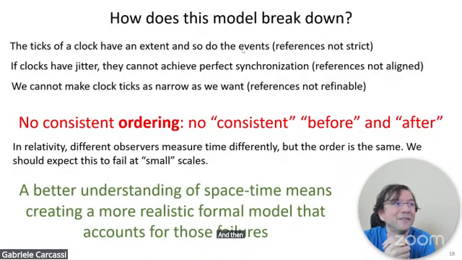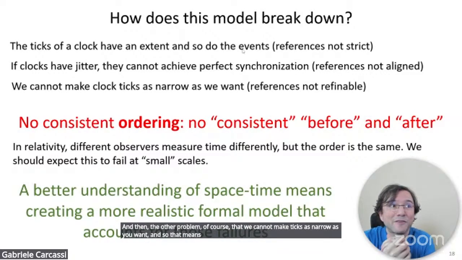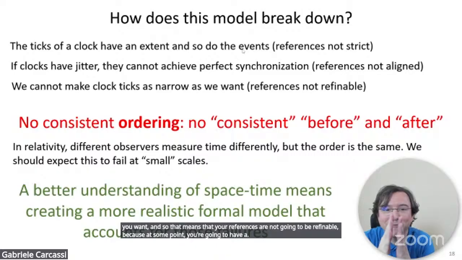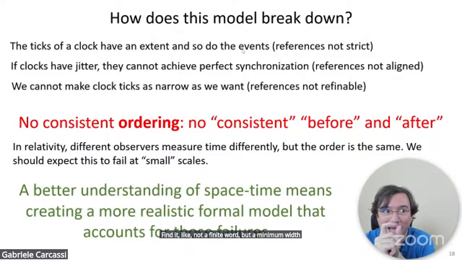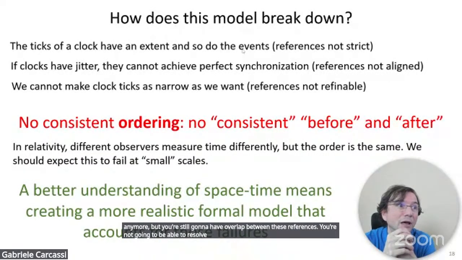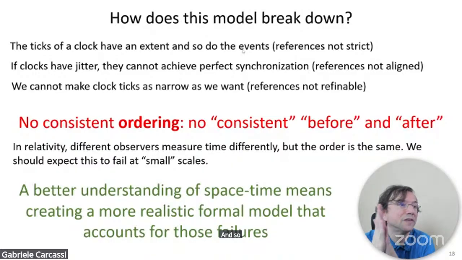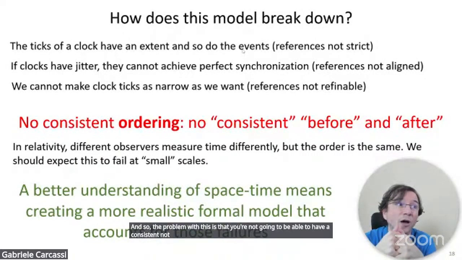And then the other problem, of course, is that you cannot make ticks as narrow as you want. That means that your references are not going to be refinable, because at some point you're going to have a minimum width that you can't resolve anymore, but you're still going to have overlap between these references. So you're not going to be able to resolve this overlap. And so the problem with this is that you're not going to be able to have a consistent notion of before and after.